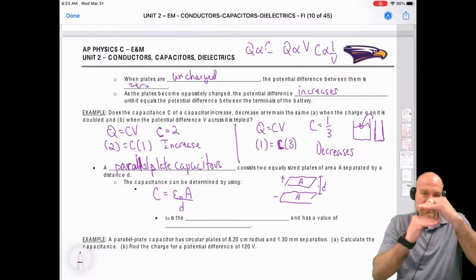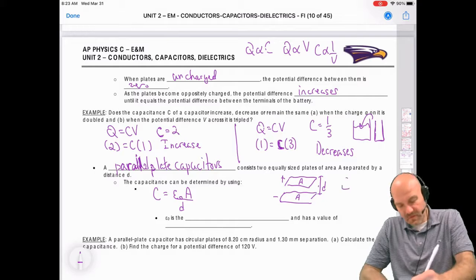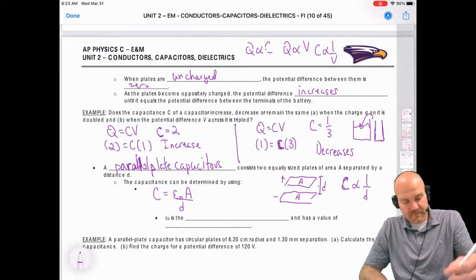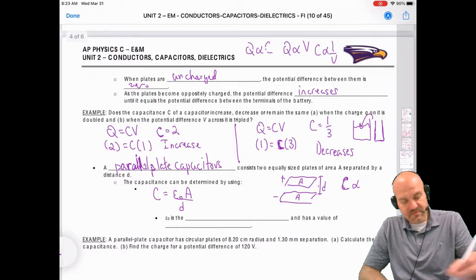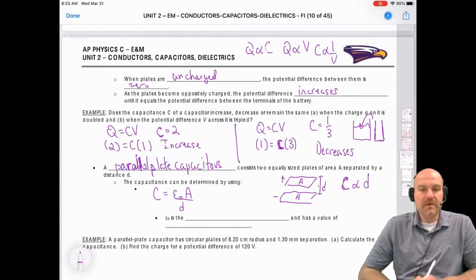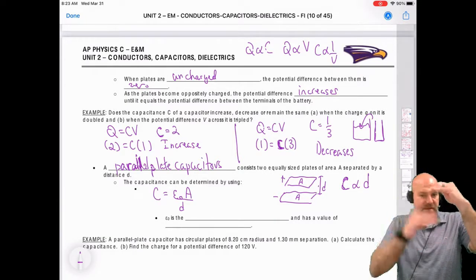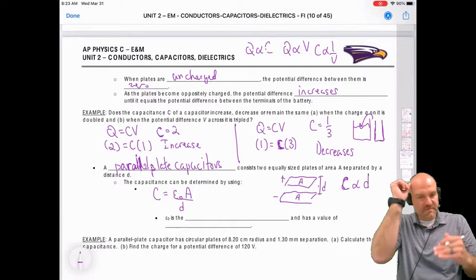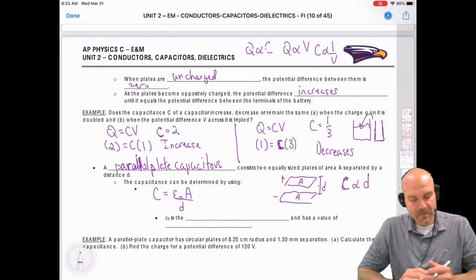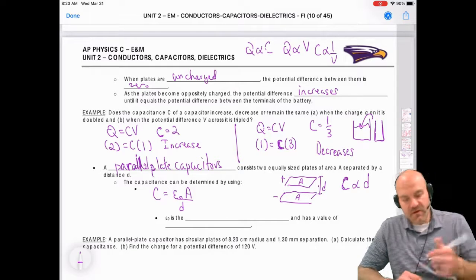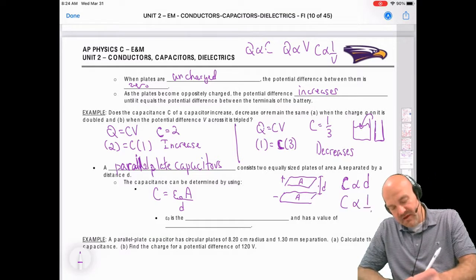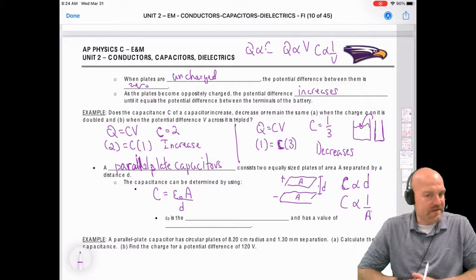So notice if I increase the distance between them, C and D have, okay, not an inverse relationship. Apologize. They have a direct relationship. Okay. So if I increase the distance between them, I increase the capacitance. If I decrease the distance between them, I decrease the capacitance. Okay. And you can see that area has an inverse relationship. So if I decrease the area, I increase the capacitance.